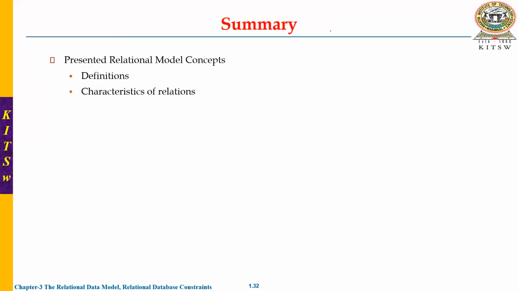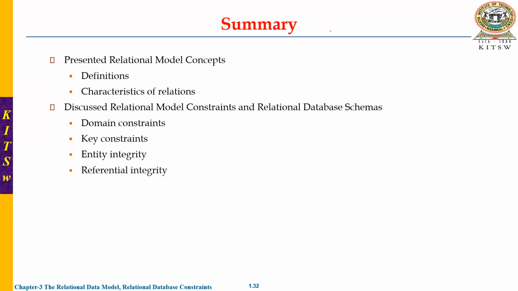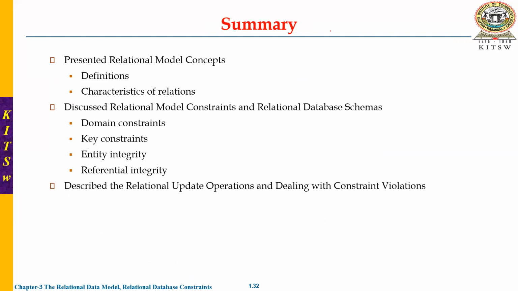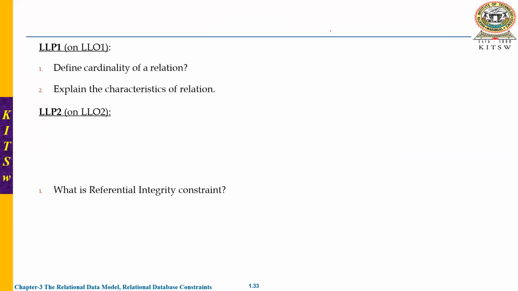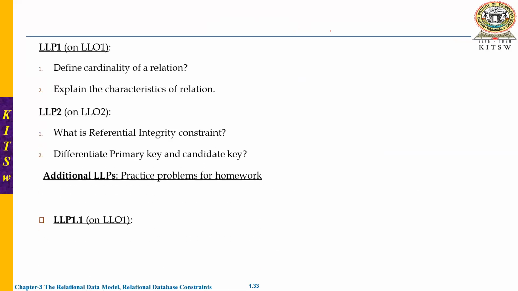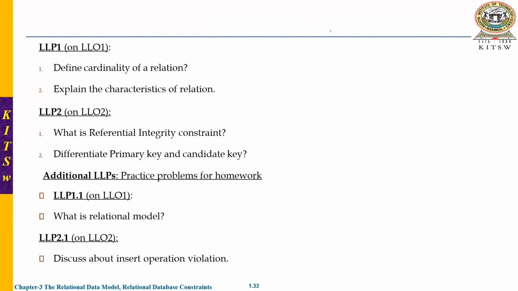So this is the summary of what we have discussed. It presented the relational model concepts, definitions, characteristics of relations, domain constraints, key constraints, integrity constraints, referential constraints, and update operations. So these are the lecture level problems. Please go on with these problems and try to solve all of them.